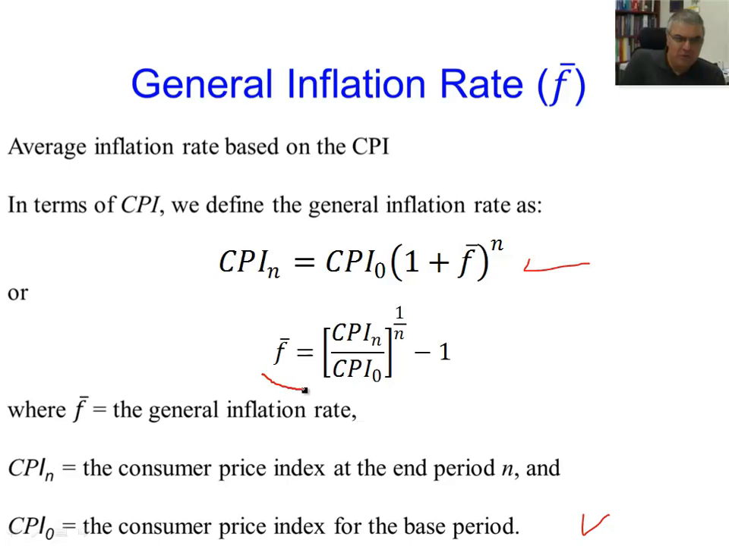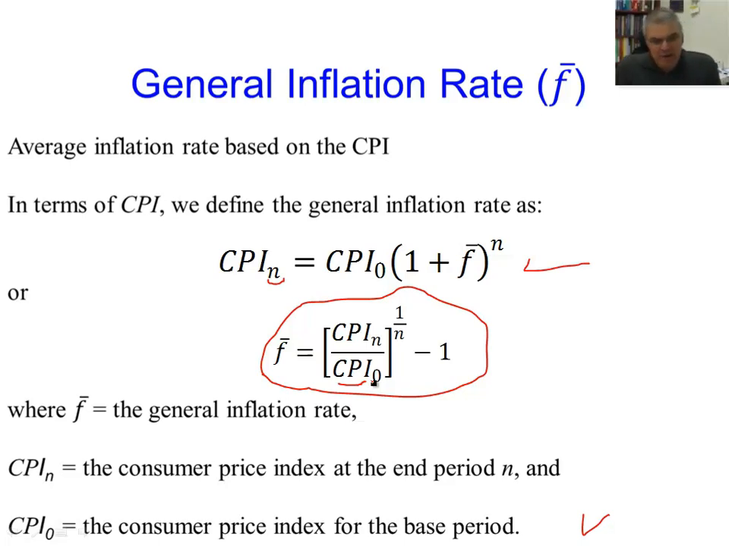Or we could also calculate the general inflation rate F bar as the CPI, consumer price index, at year n, which could be 3 years later, 2 years later, 5 years later, 10 years later. We take that ratio to the consumer price index at year 0, or the base that I just discussed. We take that ratio to the power of 1 over n, and we subtract 1 from that. That would give us the general inflation rate.